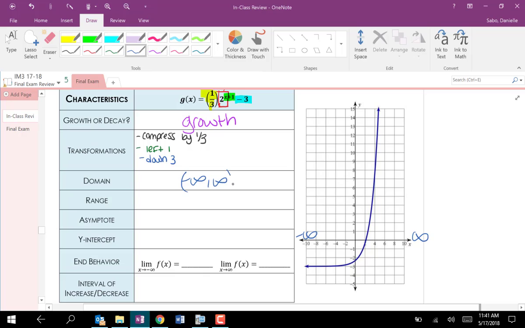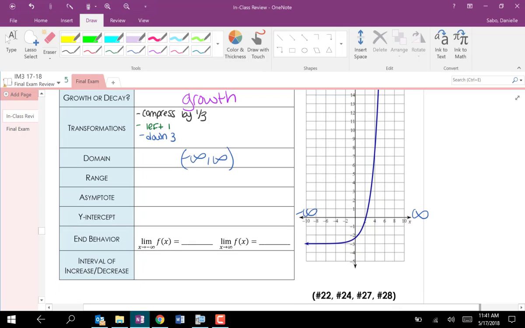Very good. It forever goes left and it forever goes right. Just put our numbers too. You can, but it's going to be in interval form. That's called interval form, and that's negative infinity to positive infinity. But it is all real numbers.